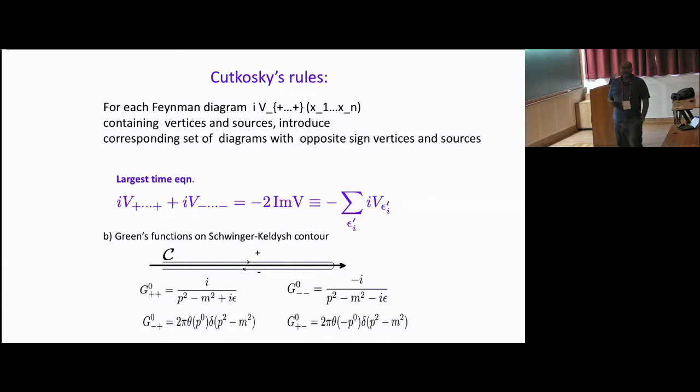So now, this is Cutkosky's rules. Whenever you see the words Cutkosky's rules, this is what it means: largest time equation, connected graphs, separate out left and right hand side. So what we mean by an amplitude and a complex conjugate amplitude fundamentally comes from Cutkosky's rules. If you take any graph, and it has all these pluses and minuses and so on floating around, all these insertions are pluses and minuses.